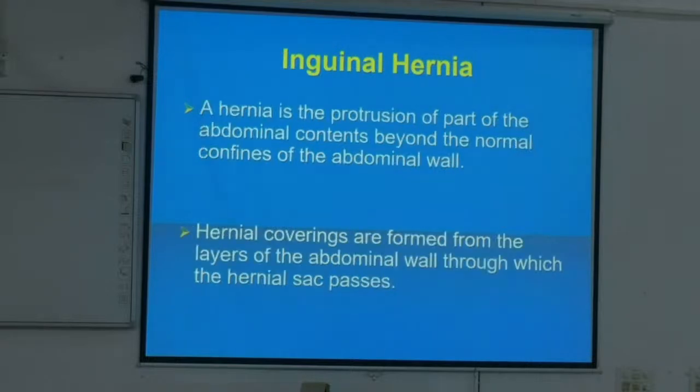Next, now inguinal hernia. What is hernia? Definition of hernia is asked in your Viva. Hernia is the protrusion of part of the abdominal content beyond the normal confines of the abdominal wall. So that is the definition of hernia. Hernial coverings are formed from the layers of abdominal wall through which the hernial sac passes.